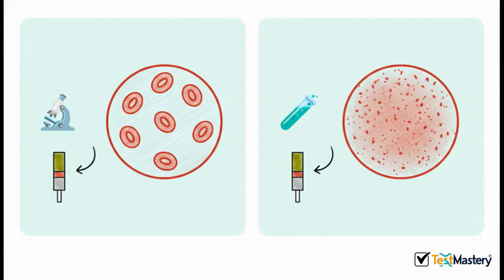This is a really key distinction. A dipstick might just say positive for blood, but we need to look under a microscope to get the real story. Are there actual whole red blood cells in there? We call that hematuria. Or did the red cells already burst, releasing their hemoglobin? That's hemoglobinuria. They look totally different and mean very different things medically.